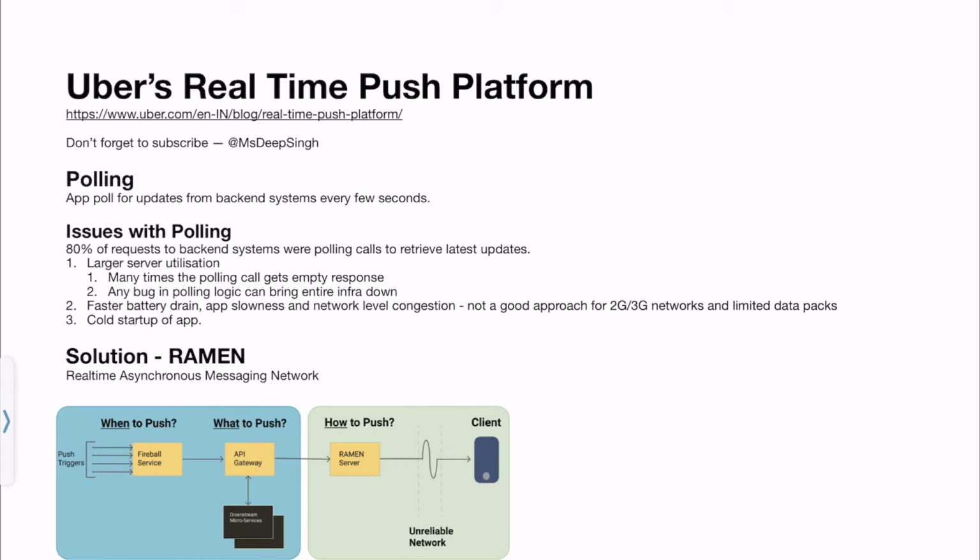Hello everyone, this is Singh and today I'm back with another system design video where we'll be deep diving into another architecture of Uber, which is Uber's real-time push platform. How are notifications delivered? There are different kinds of notifications which have to be delivered to the users in real time, and how are these notifications pushed to the user devices or the mobile devices? We will be deep diving into that.